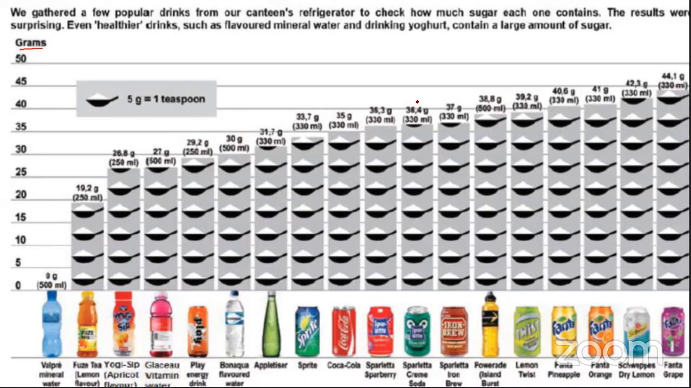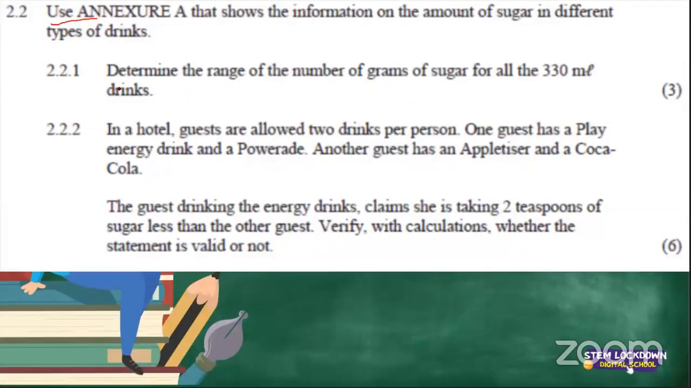So let's jump straight back to our questions. Okay, for the first question, determine the range, right? So always underline what is required. Determine the range of the number of grams of sugar for 300 mils, so only look at 300 mil drinks, right? What is the range for 300 mils?